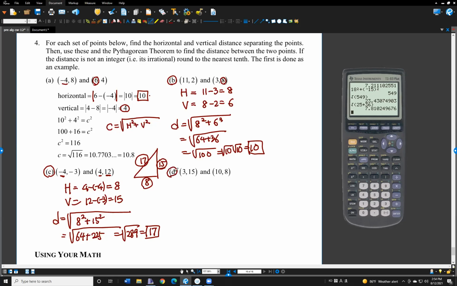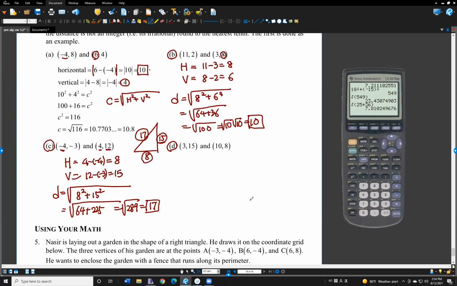Okay, now the next one, the horizontal distance is how much? 10 minus 3 is horizontal, right? X2 minus X1. 10 minus 3, that is horizontal distance. What is the vertical distance? 15, big one minus small one, right? 15 minus 8 equals what? Still 7, isn't it? So distance, Pythagorean theorem.